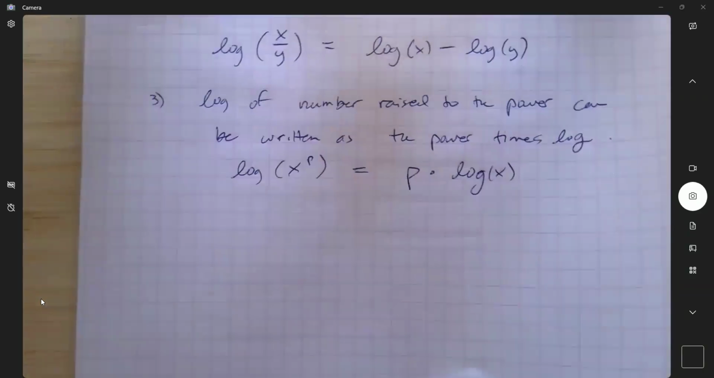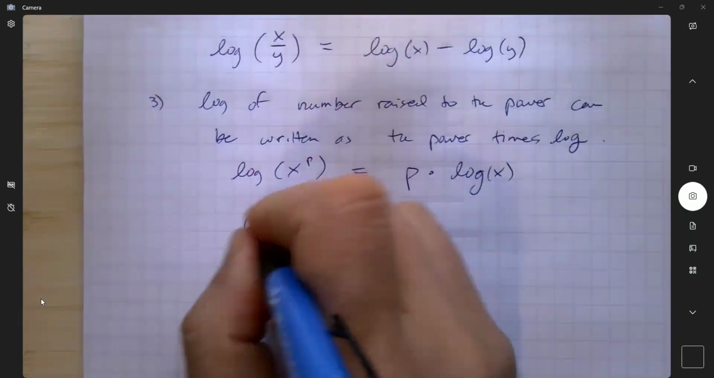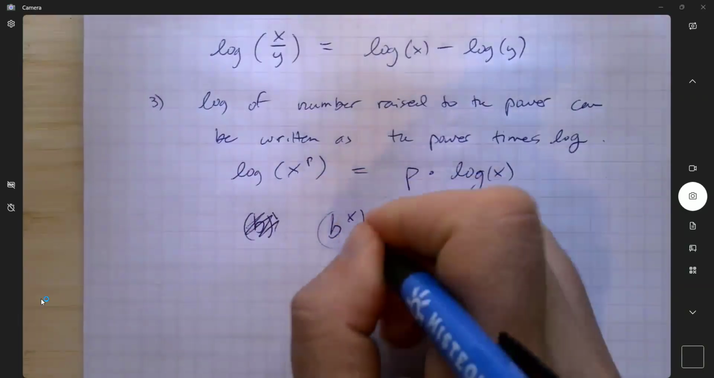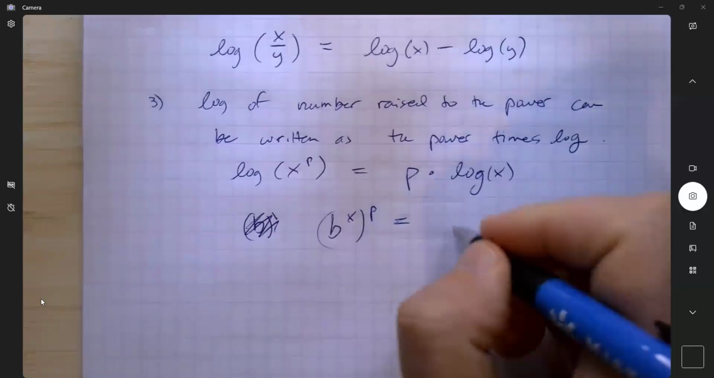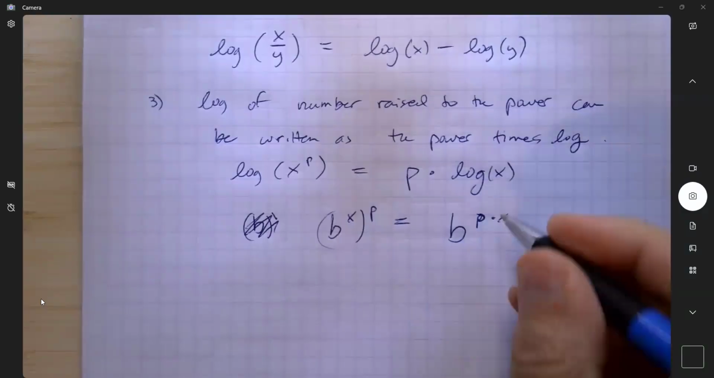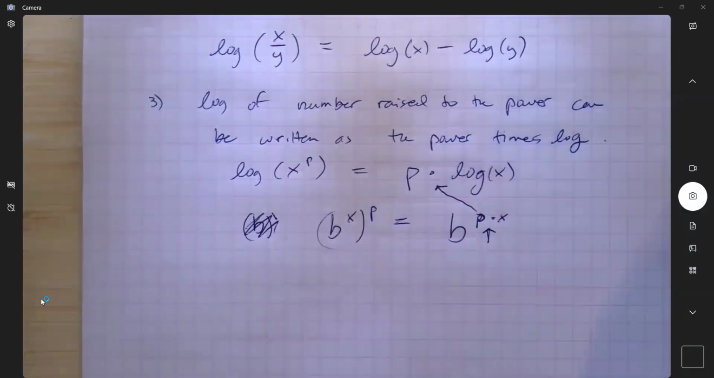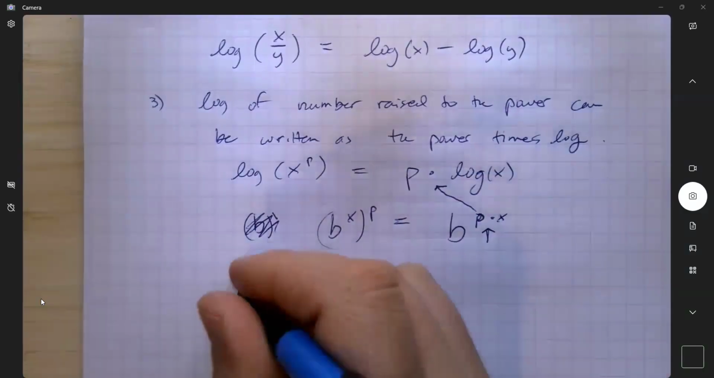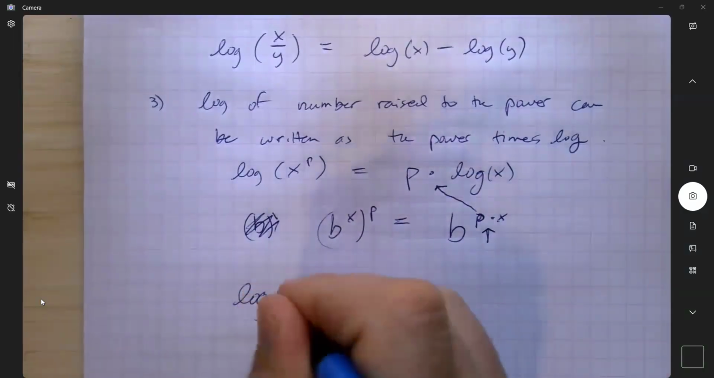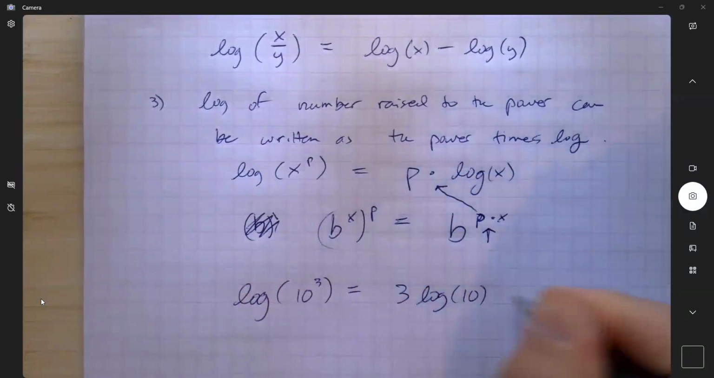And again, this idea comes directly from if I have b to the x to the p, I can multiply the powers, and there's the multiplication right there, because a logarithm is a power. So an example would be something like log of 10 cubed is 3 times a log of 10.